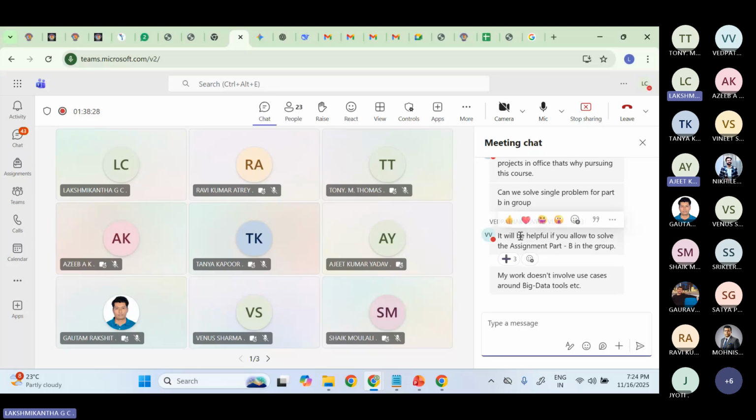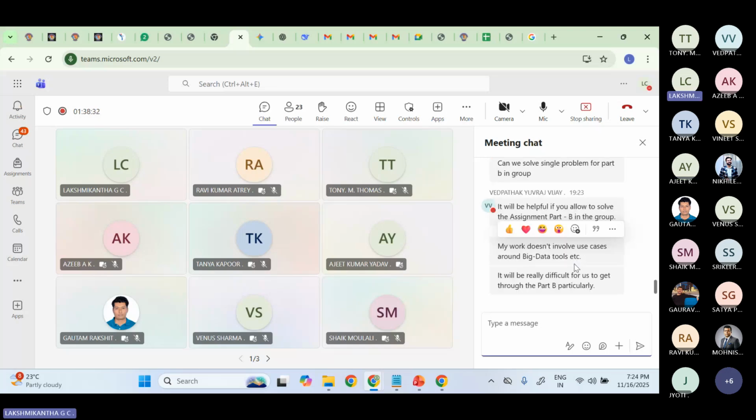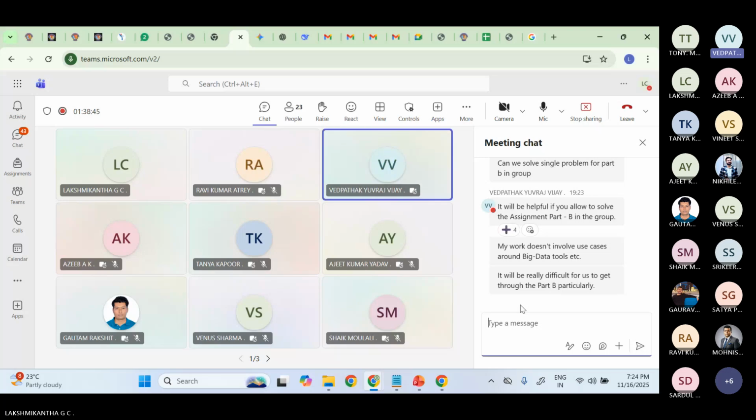Yuvraj, are you there? Yes, I'm there. What I'm trying to say is that I'm part of a legacy product built around C++, and it doesn't involve big data related tools and setup. So bringing up a big data use case there and then solving it would be difficult.